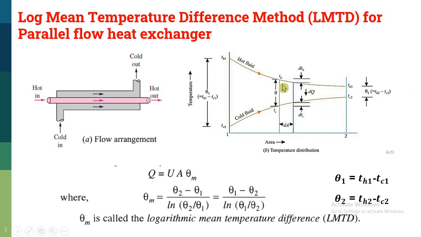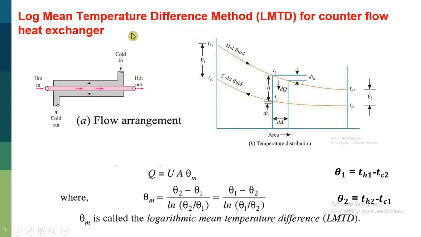Now if you want to determine the heat transfer, we can use the formula Q is equal to UA theta m, where theta m is nothing but theta 2 minus theta 1 divided by log of theta 2 by theta 1, or theta 1 minus theta 2 divided by log of theta 1 by theta 2. Now how to determine this theta 1 and theta 2? I have shown here. Theta 1 is equal to TH1 minus TC1, that is the difference between the temperature of hot and cold fluid at inlet, and theta 2 is the difference between the temperature of hot and cold fluid at outlet, where theta m is called the LMTD.